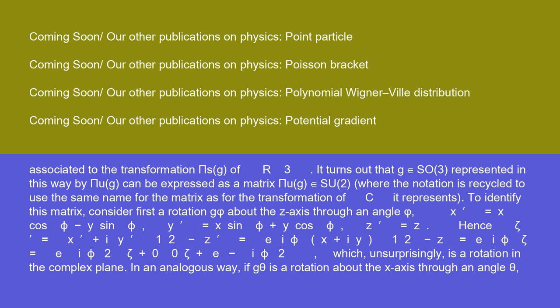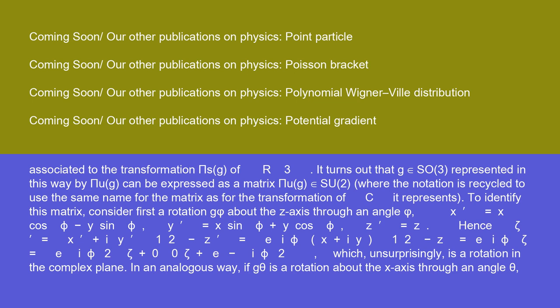It turns out that G, an element of SO(3), represented in this way by pi_U(G), can be expressed as a matrix pi_U(G) that is an element of SU(2), where the notation is recycled to use the same name for the matrix as for the transformation of C it represents.